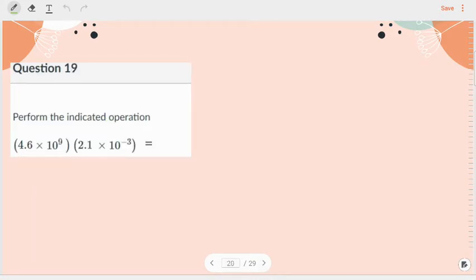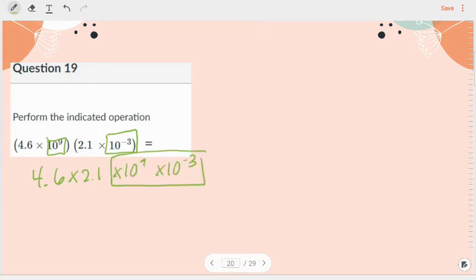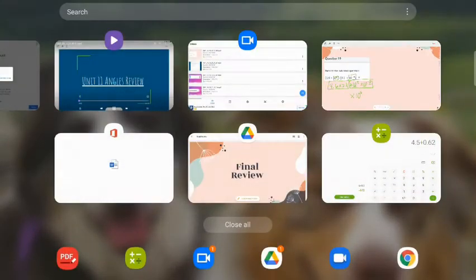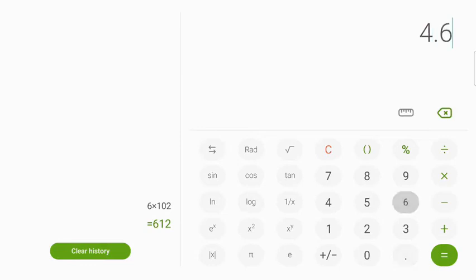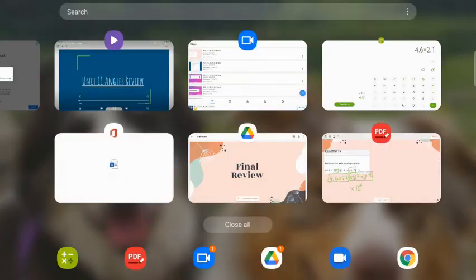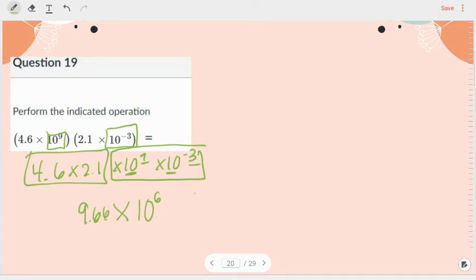like I said earlier, with multiplication and division, these do not need to be the same size, because I can rewrite my problem 4.6 times 2.1 times 10 to the 9th times 10 to the negative 3rd. And remember, when you have things that have the same base, which is 10, I can add the exponents. So this chunk over here becomes 10 to the, 9 minus 3 is 6. And I just have to multiply these. So 4.6 times 2.1 is 9.66. And I am done.